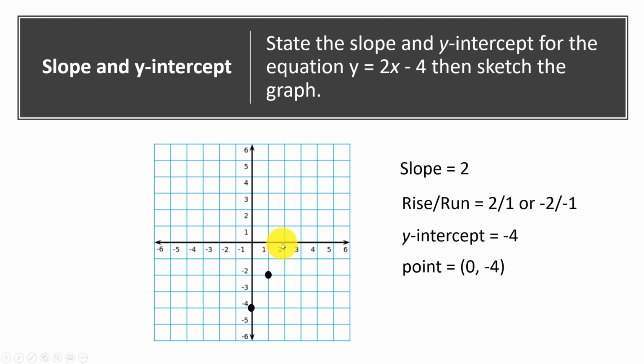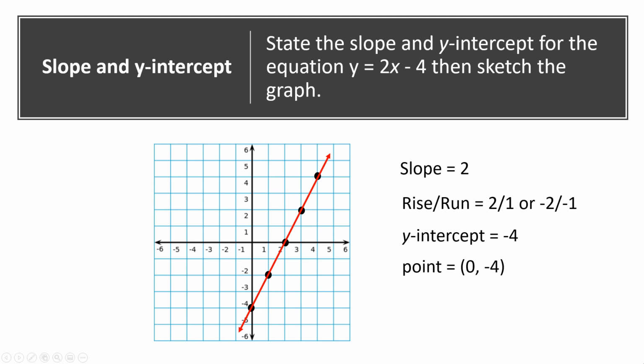Up 2, over 1, there's this point. Up 2, over 1, and there's this point. Up 2, over 1, there's this point. Now for this one, this says we go down 2 to the left 1. So if I wanted to add another point below the y-intercept, I would go down 2, and this time to the left 1. And you can see it still fits this pattern. The pattern is this straight line. So that is the graph of y equals 2x minus 4.